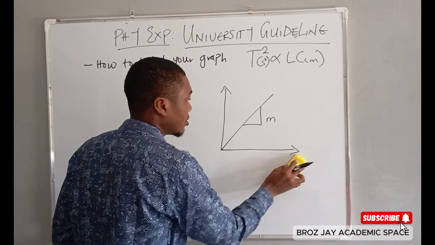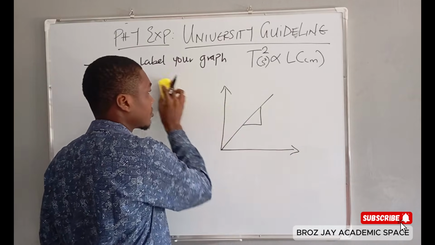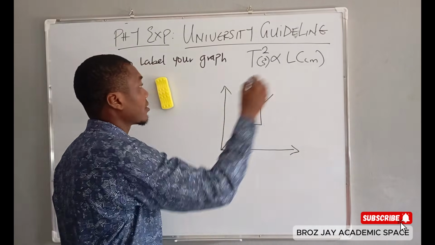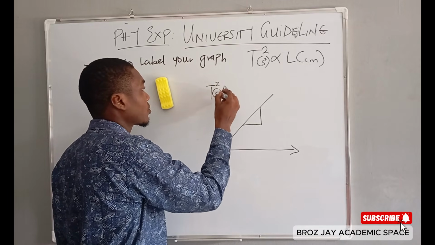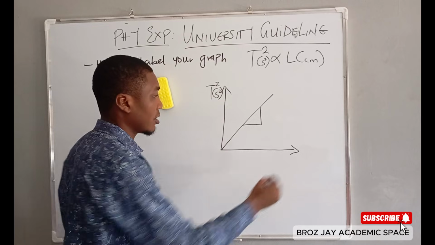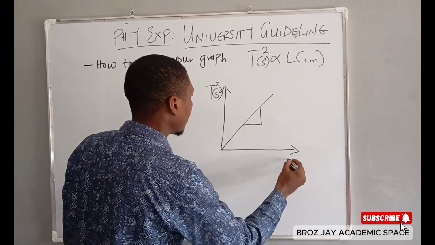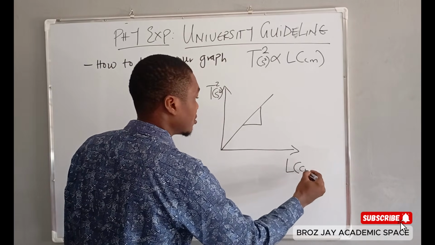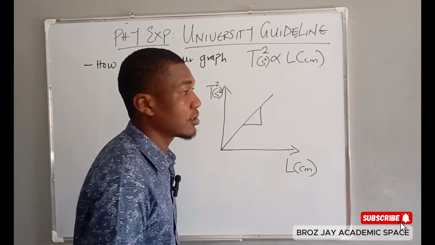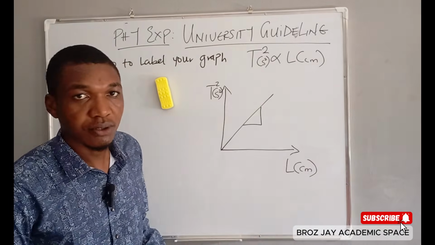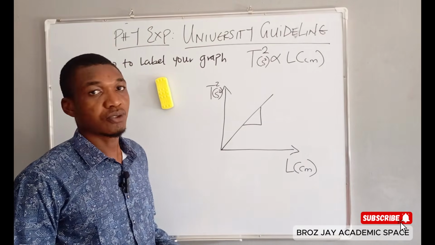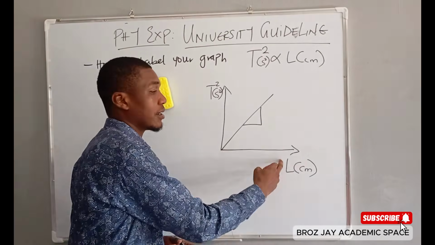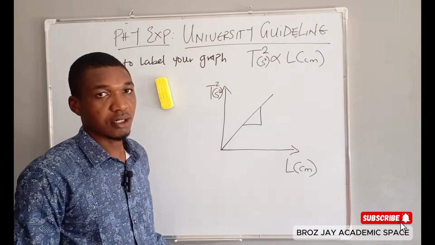You clean this. So how do I label this graph? This will be T squared, open square bracket, s squared, close square bracket. And here the horizontal will be L, open bracket, in centimeter, close bracket. And this is the proper way to label your physics experiment. You don't use y and x, you use the quantity and the unit.